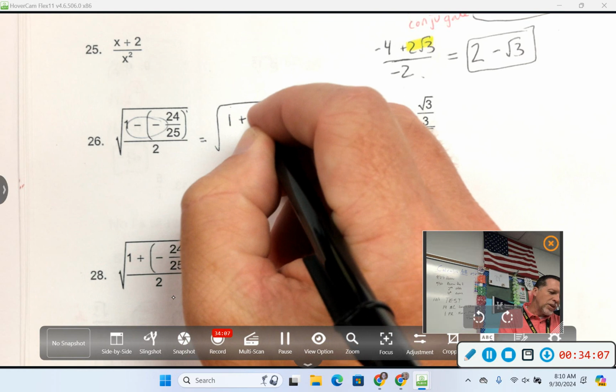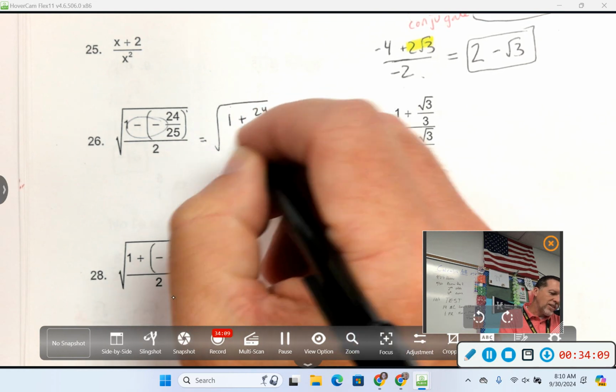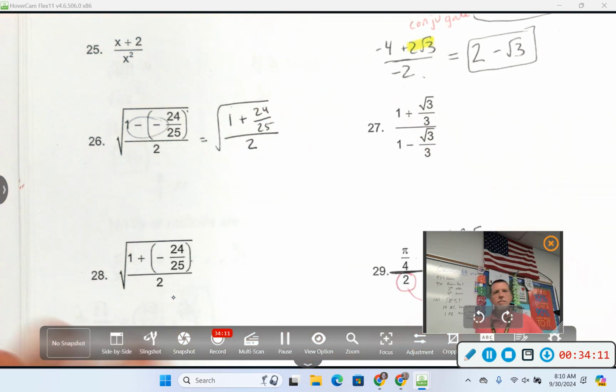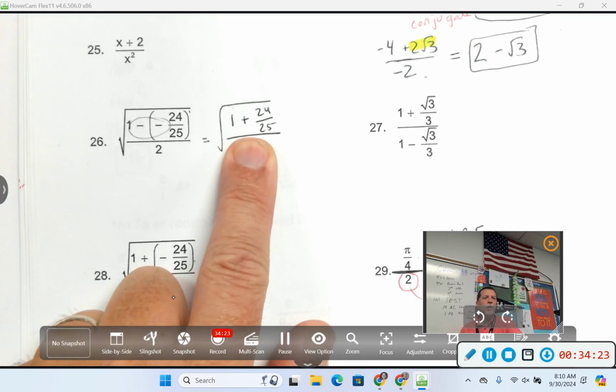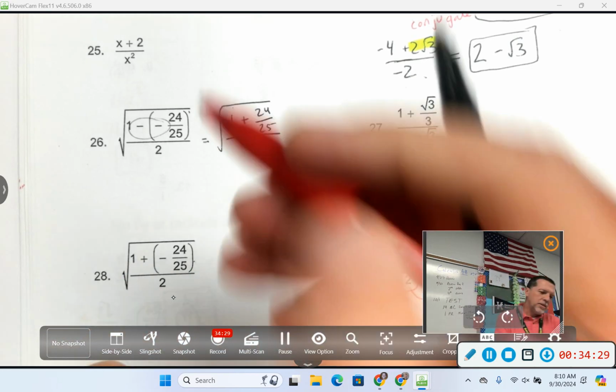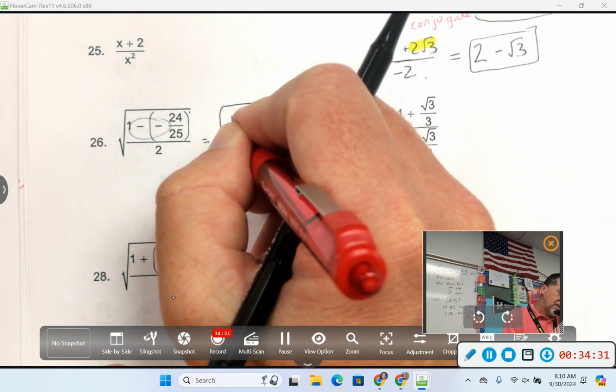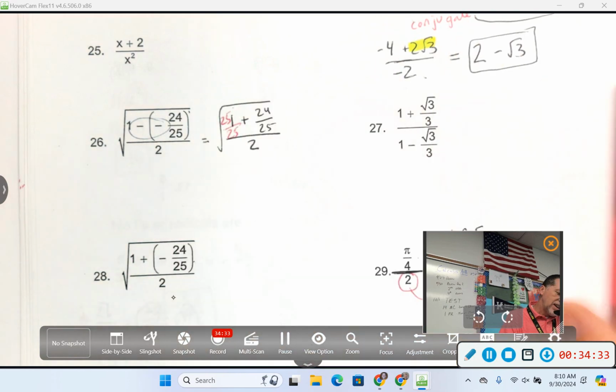So that's 1 plus 24 over 25. Let's go one step at a time here. How do I do 1 plus 24 over 25? How do I add fractions? You find the common denominator. 25 over 25. So that'd be 49 25ths.